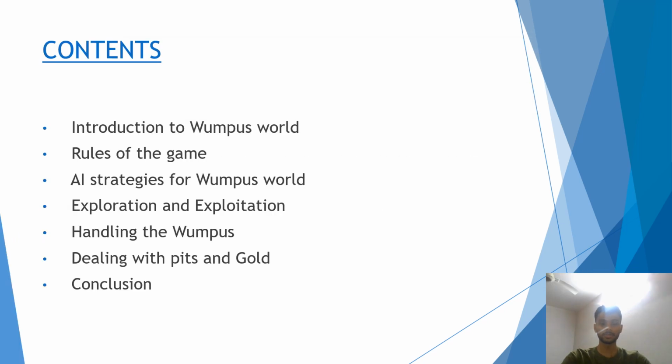In this video, we are going to be discussing, first, the introduction to Wumpus World: what the Wumpus World game is and how it is used in AI development. Then we are going to be discussing the rules of the game. Then we are going to be talking about AI strategies for Wumpus World, exploration and exploitation in the game, how we handle the Wumpus, dealing with pits and gold, that is the obstacles and the achievements in the game, and then we are going to be ending the video with the conclusion.